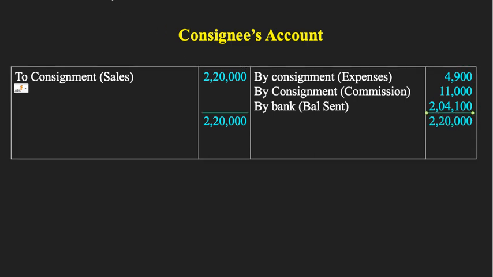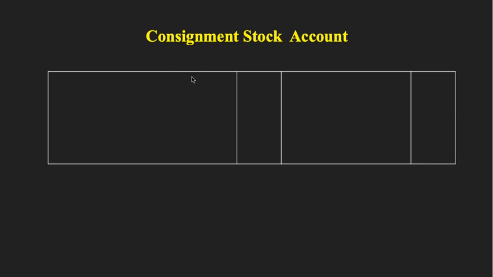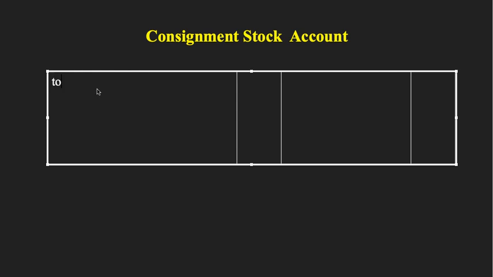Fine. Now the next account that we have is the consignment stock account, the stock which is left after the sale of all the items which we have calculated. So we are going to prepare the same account, that is the consignment stock account. Here we are going to write down "to consignment". How much is the amount? 12,300, which we have calculated in working note number 2.